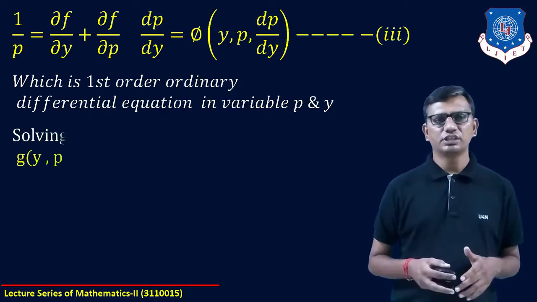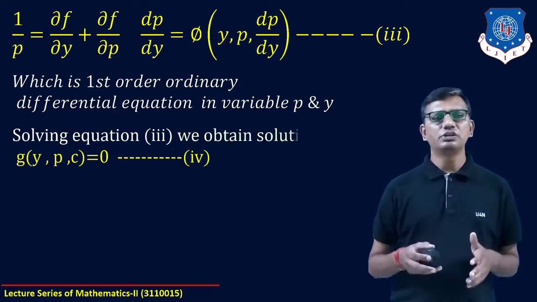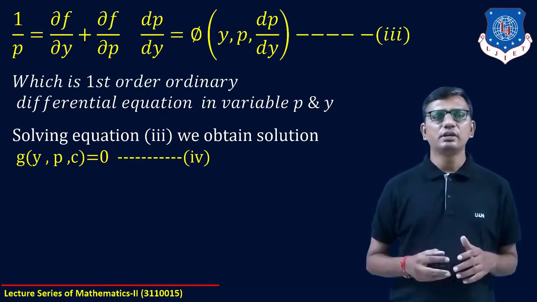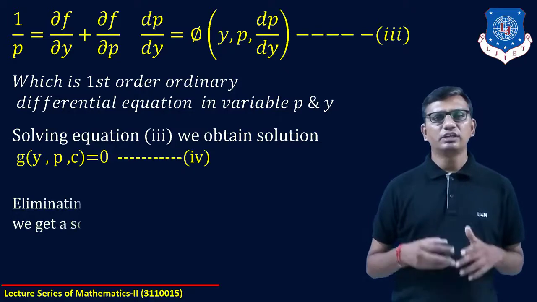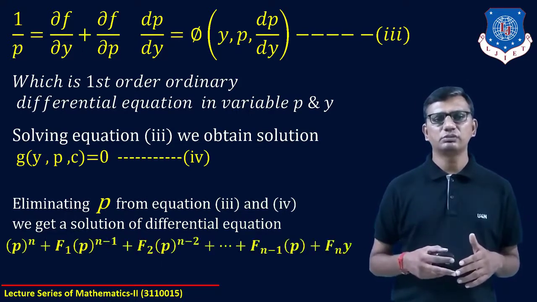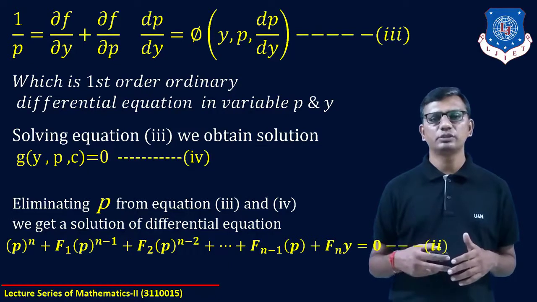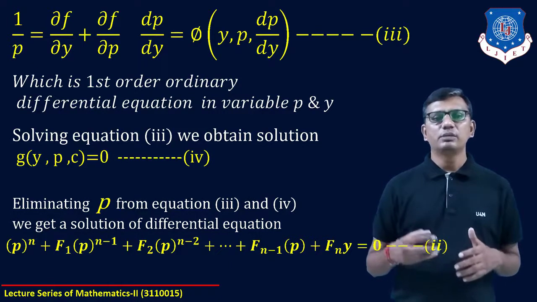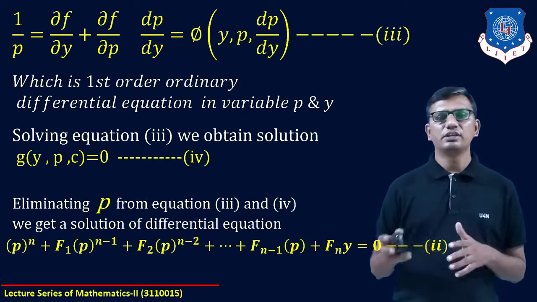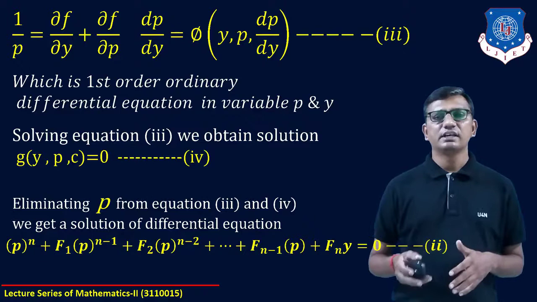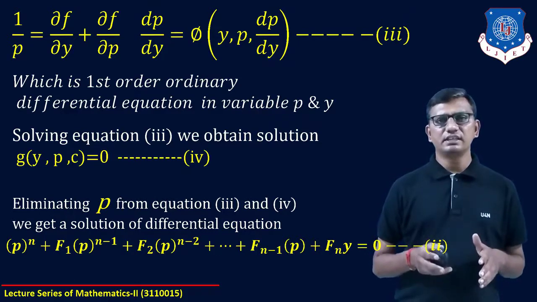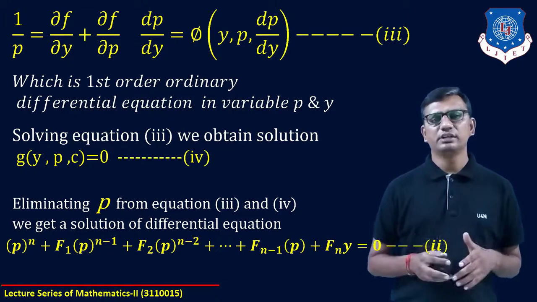After solving this differential equation, we get the general solution of the form g(y, p, c) = 0. Call it equation number 4, where c is an arbitrary constant. Now eliminate p from equations 3 and 4, and then we get the general solution of our original differential equation p^n + f1 p^(n-1) + f2 p^(n-2) + ... + f(n-1) p + fn y = 0. That is the method of solving the first order higher degree ordinary differential equation when it is solvable for x. Here, first of all, we should convert our differential equation into the form x = f(p, y). Then and only then this method is applicable.